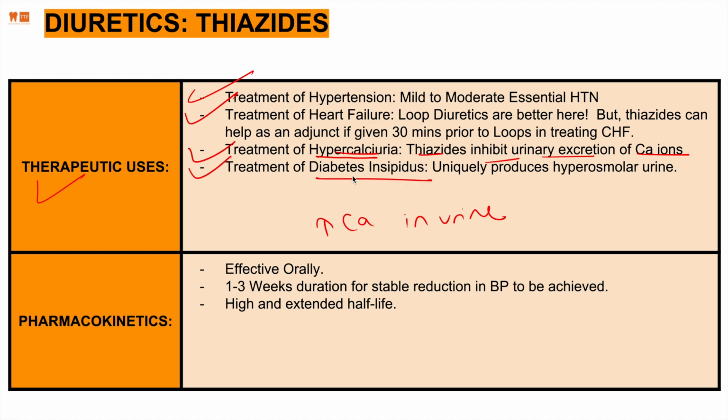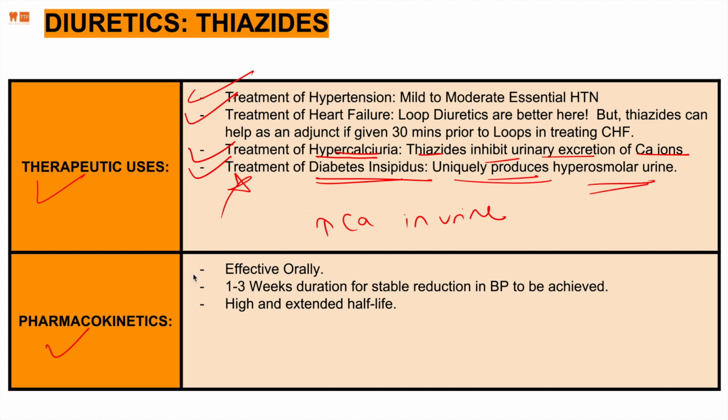Treatment of diabetes insipidus. It's uniquely producing hyperosmolar urine. That's why it can be used in the treatment of diabetes insipidus. Remember, it's not mellitus, it's insipidus. It's diabetes caused by various ion retention in the body. Okay, not a part of our syllabus, so don't worry about the whole chapter of diabetes insipidus.